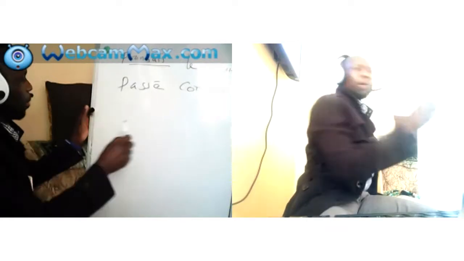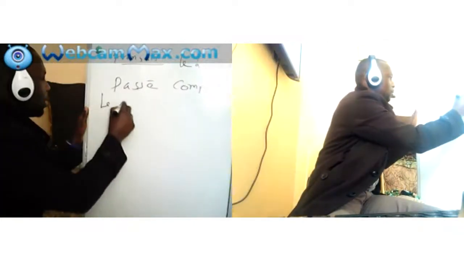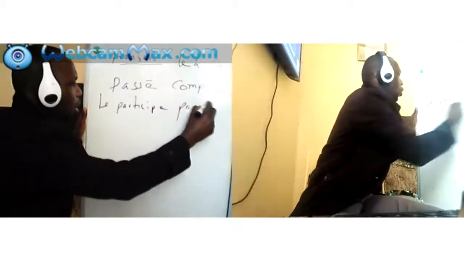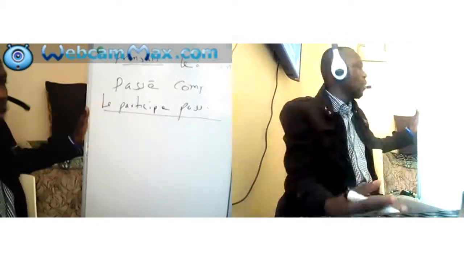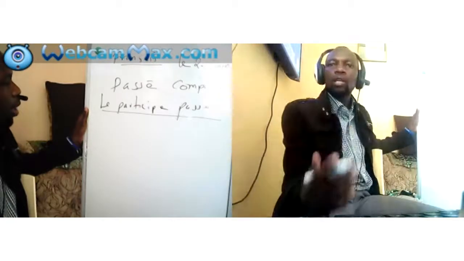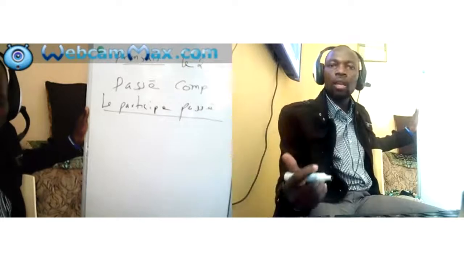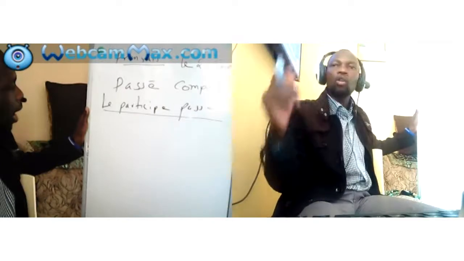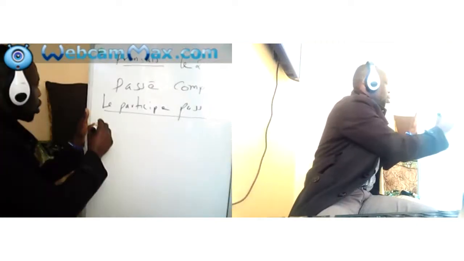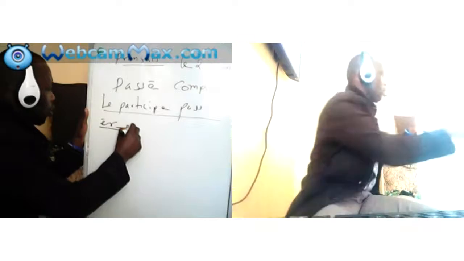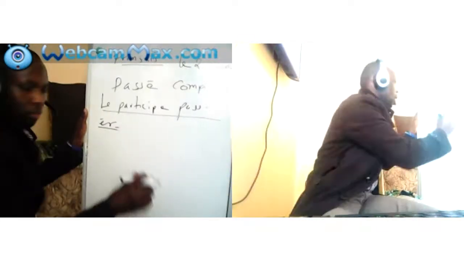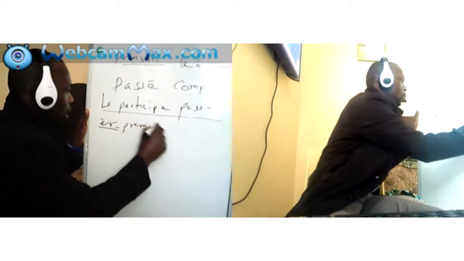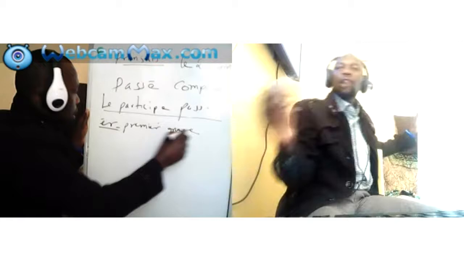Now, the past participle form of the verb, le participe passé, varies depending on the classification of the verb, whether that verb takes the verb to be or the verb to have. It all depends on one thing: what is the group of that verb? So here we go. First group verbs, le premier groupe, ER verbs. These are verbs ending in ER.